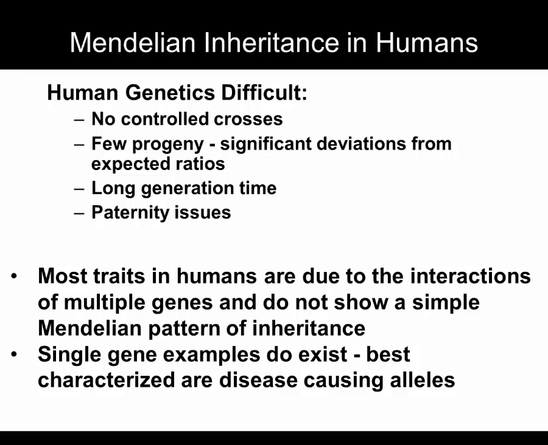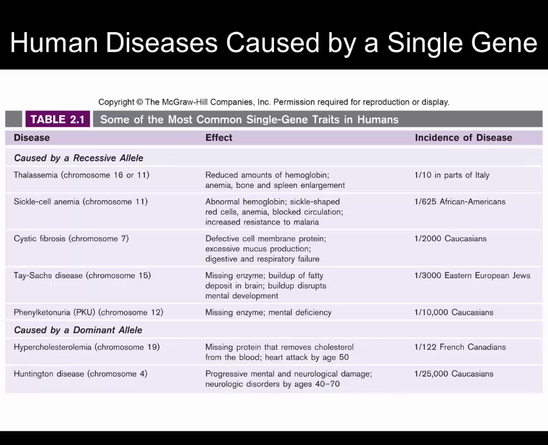However, there are some traits controlled by single genes in humans, and the best studied ones are alleles that cause disease. This table shows a few of the most common genetic diseases caused by single genes. There are dominant and recessive examples, and they behave just like the dominant and recessive traits Mendel observed in peas.